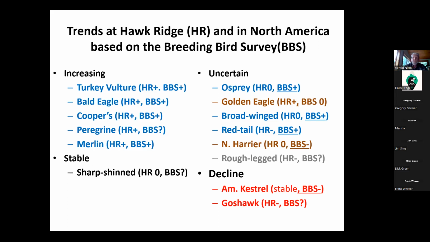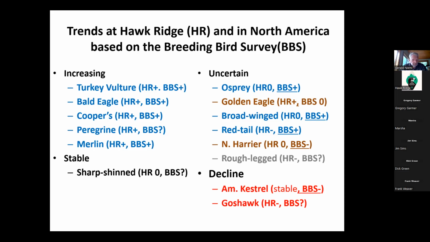So for the increasing species, the species is increasing and very consistent in both databases, except for the peregrine falcon, which is showing an unclear signal from the Breeding Bird Survey. Basically, the Breeding Bird Survey is not a very good technique for determining the population trend of peregrine falcons. But basically, all the other ones are consistent for those 5 species or 4 species.